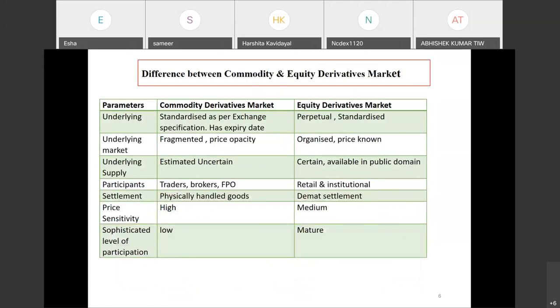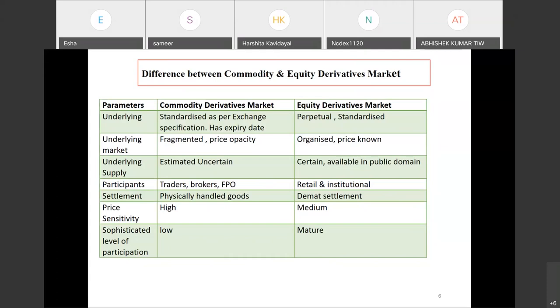Here there is a difference between the commodity and equity derivatives markets. As you know, the first and prime condition for the commodity derivatives market is a standardized contract, and that contract has an expiry date. In the equity derivatives market, the contracts are perpetual and already standardized. In the underlying market, as you know, the spot market is fragmented. There is price opacity. We don't know what the price of sugar or gur or wheat or rice will be in future. And it is fragmented because the spot market is regulated by state authorities, so different states regulate the spot market with different rules and regulations that may differ from state to state.